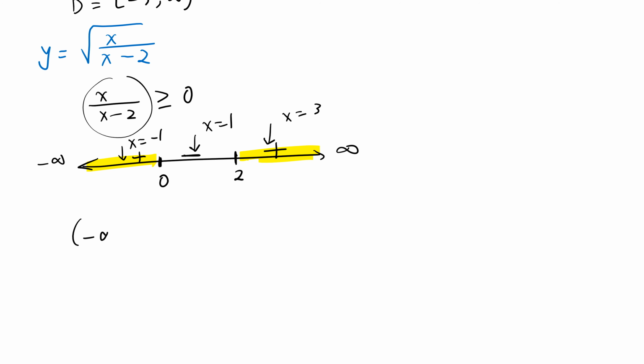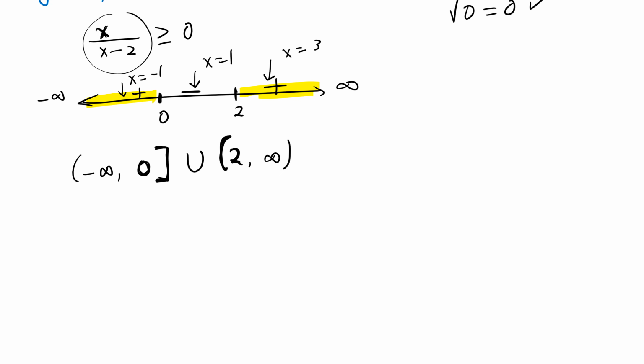So it's negative infinity to 0, bracket, union, 2 to infinity. At infinity, we always have parentheses. Here, I put a bracket at 0 because it's okay to have a 0: 0 over a number is 0, and the square root of 0 is 0. It's okay. But the denominator cannot be 0. That's why I cannot include the 2 in the domain, so I put only a parenthesis, not a bracket. Parentheses means you're not including that value. This bracket here at 0 means you include the 0.